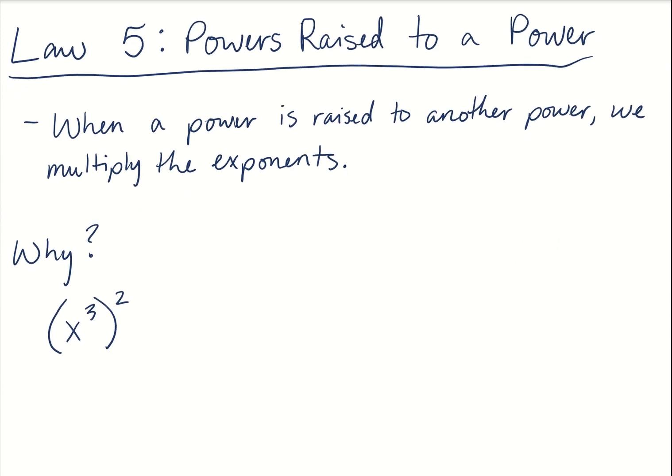Law 5 is powers raised to a power. For law 5, it says when a power is raised to another power, we will multiply the exponents. And then I will also jump into why that is.